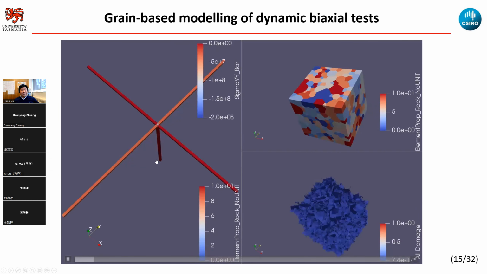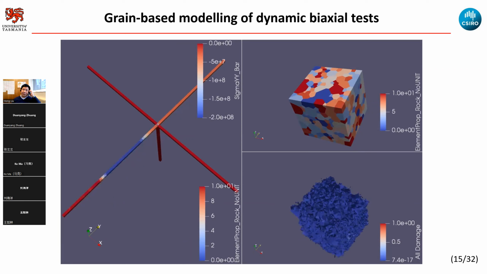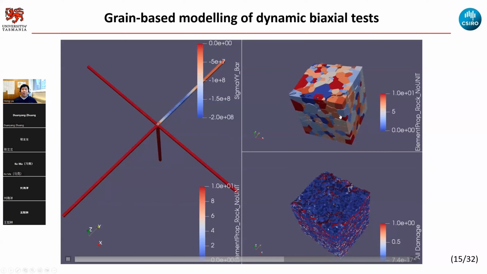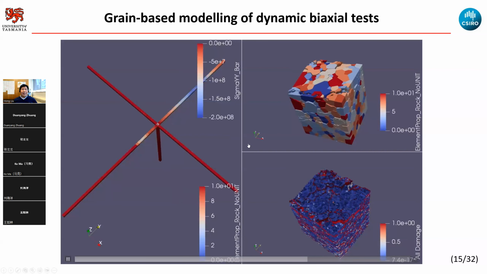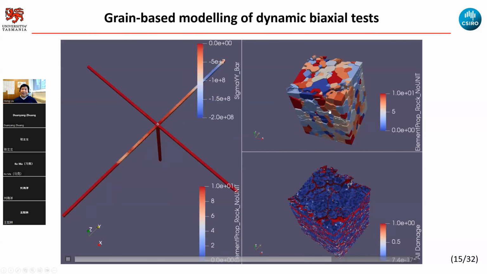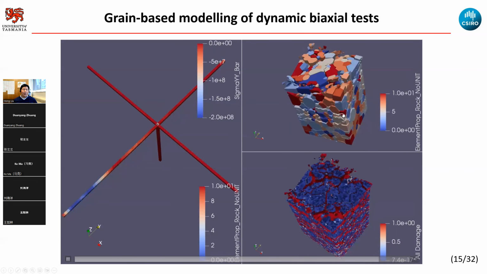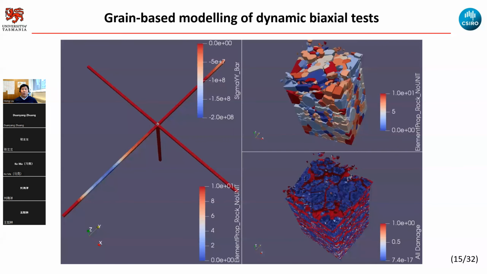Okay, so here is another model, which is the same as the previous biaxial compression modeling. The only difference is the sample here. This is a grain-based model. And here I deliberately put the intergranular cohesive elements to become the weak elements.